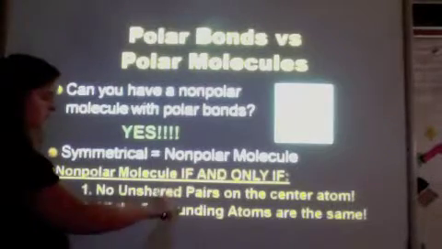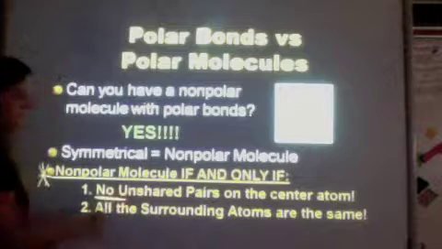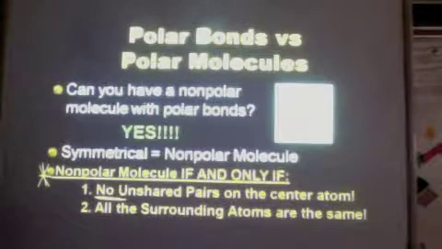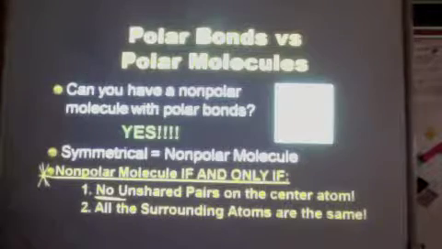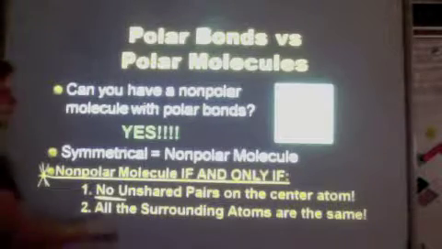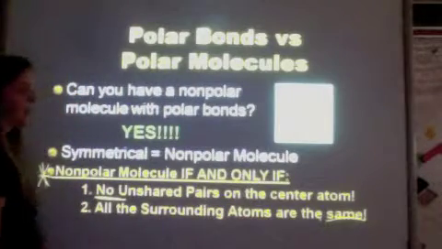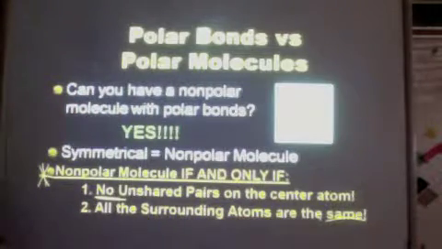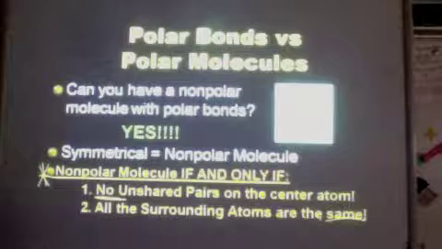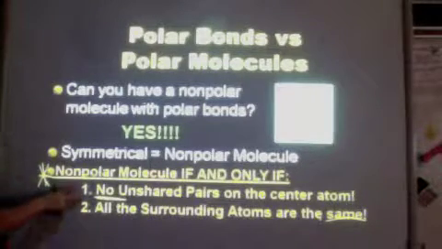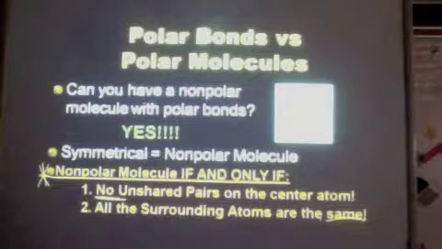There are no unshared pairs on the center atom. So as soon as you see leftover dots on that center atom, you know that the molecule is polar. All surrounding atoms must be the same. If they're not the same, then it is polar. Okay? If one of these two things is not there, it is polar.